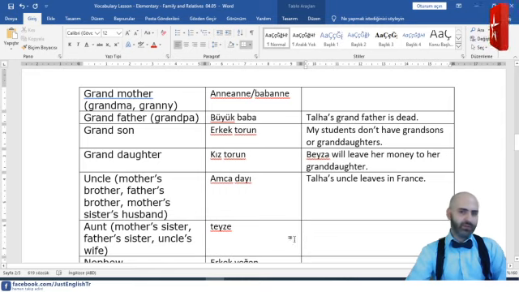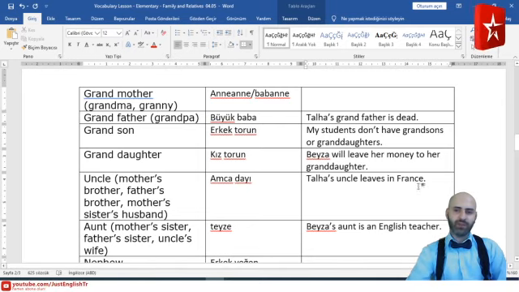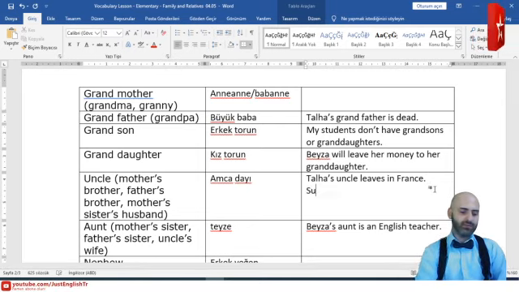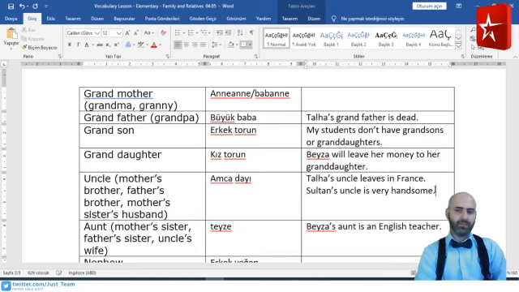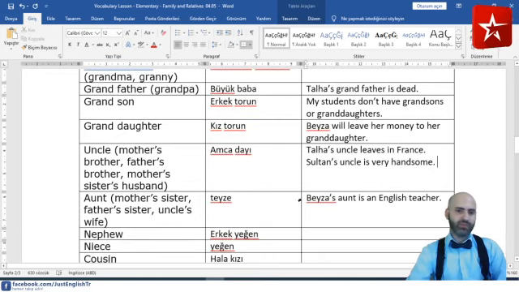We have an example from Beyza. Beyza's aunt is an English teacher. Good one. Sultan's uncle is so handsome. Okay, let's write this sentence also. Sultan's uncle is very handsome. Good. We don't have more sentences.